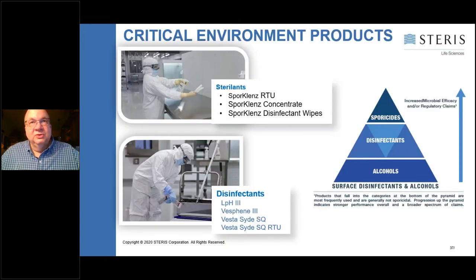So this slide just shows you some of the most commonly used products. As I mentioned, there are sporicidal wipes out there. There's different disinfectants and sporicides, and this pyramid over on the right shows you the most frequently used product in the clean room, which is actually the alcohol, because anything coming into the clean room, including your gloved hands, is typically sprayed down with IPA.